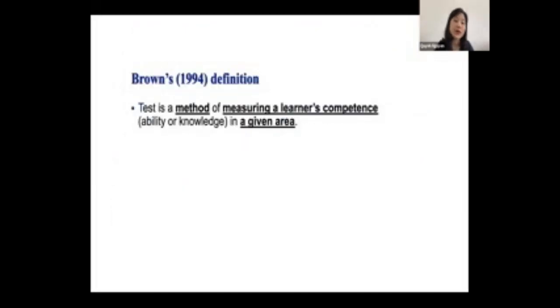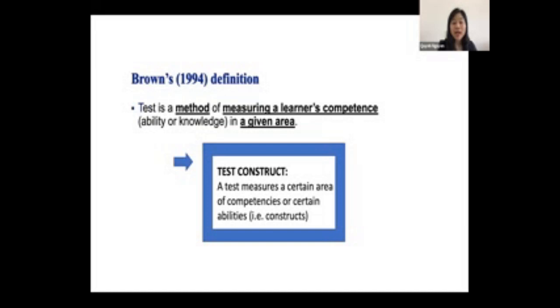Here is another definition of test by Brown in 1994. In this view, a test is a method of measuring a learner's competence, either ability or knowledge, in a given area. What does this definition tell us? Well, it tells us that a test measures a certain area of competences or certain abilities, or it will test a certain test construct.